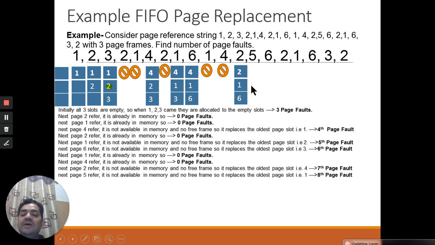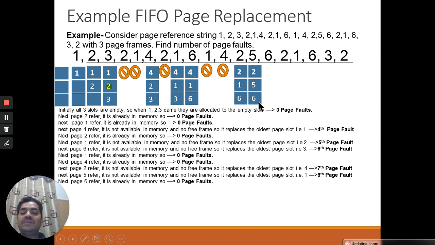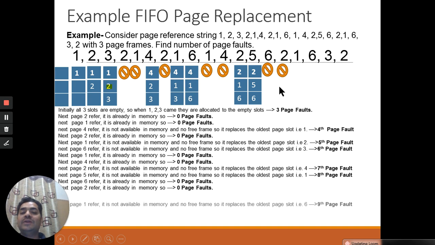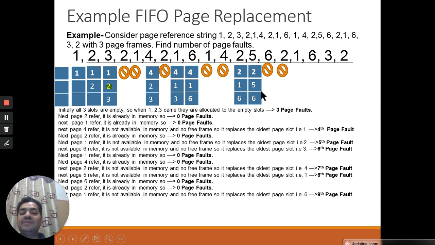Next page is the 5. It is not in the memory, so it is replaced with the 1 because 1 is the older one, because 1 is repeated 3 times. The frames are 2, 5, 6. Repetition of pages matters only for the FIFO. Now 6. 6 is already in the memory, so there is no page fault. 2 is already in the memory, there is no page fault. 1 is not in the memory, so 1 is replaced with the 6 because 6 is the older one.